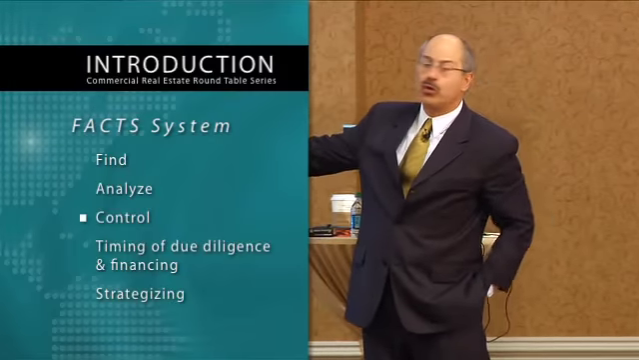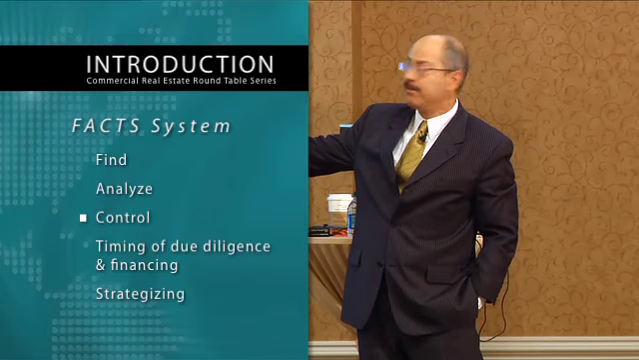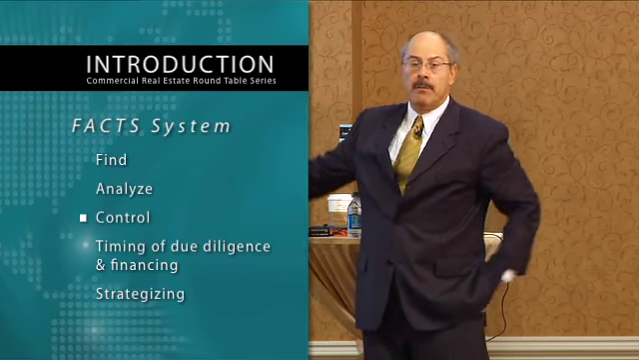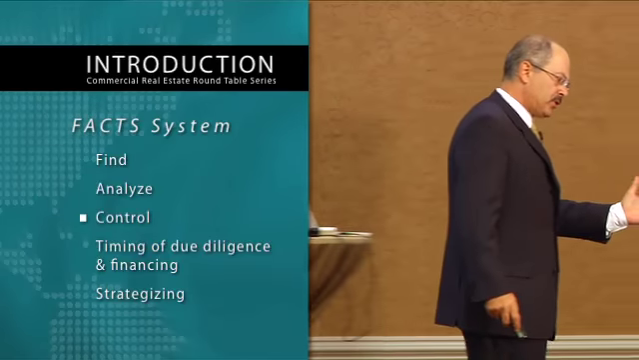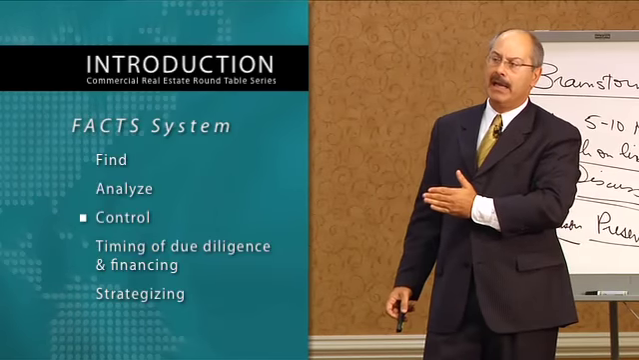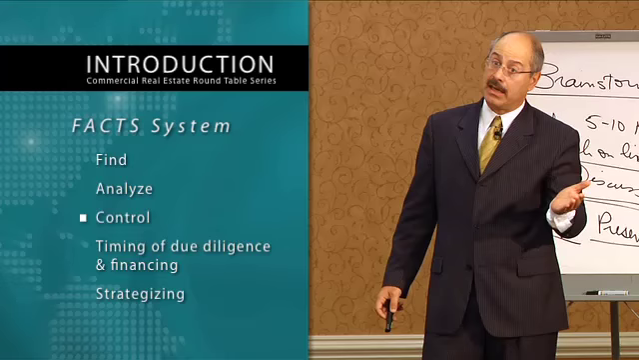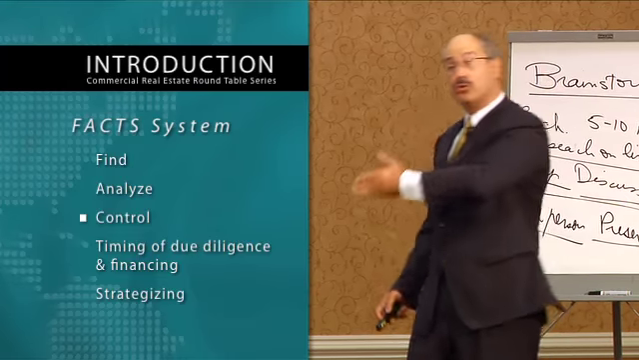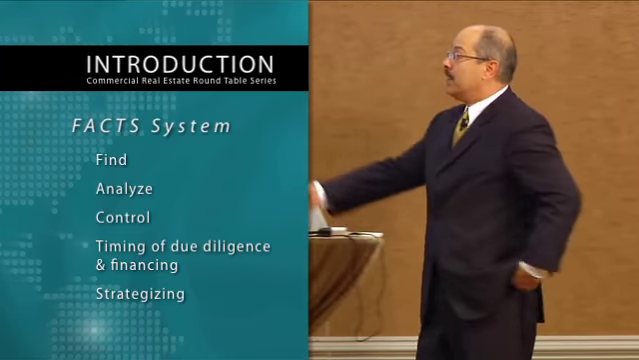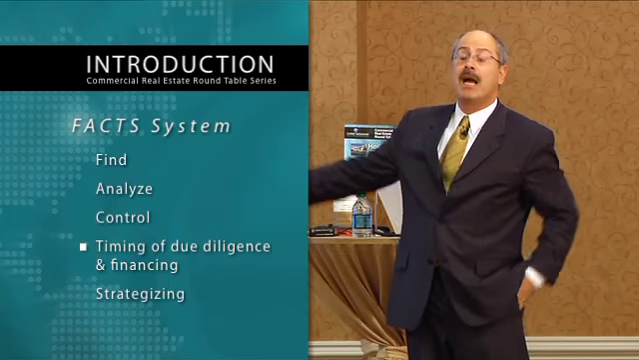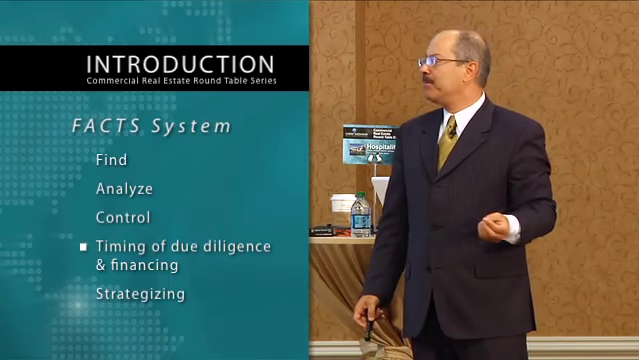And then the next thing on the fact system is the C. We're going to talk about how to control a property with a letter of intent, with option. I mean, is it better to write a sales agreement and purchase? Is it better to write an option to buy? Exactly. I would say option most often, but also depends on the type of building. Then we're going to talk about the timing, but timing a process is very important.